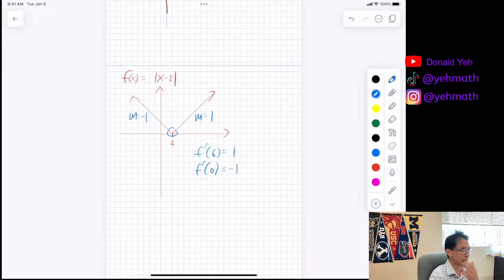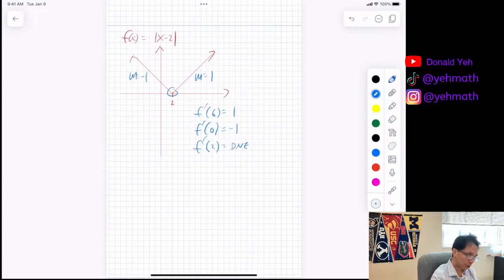I can look at the graph. I don't even need to do calculation. I'm going to show you how to do it. But f prime of 2, what will happen? Well, that does not exist because the left side does not equal the right side. And I'm going to show you using the alternative derivative.